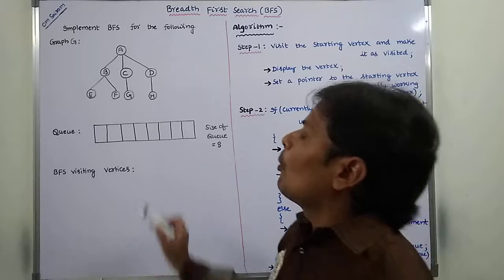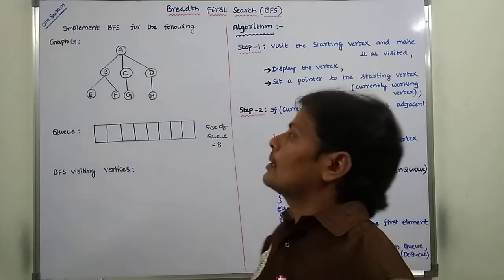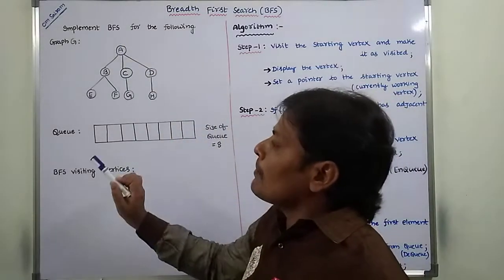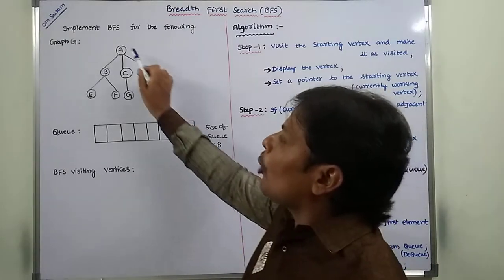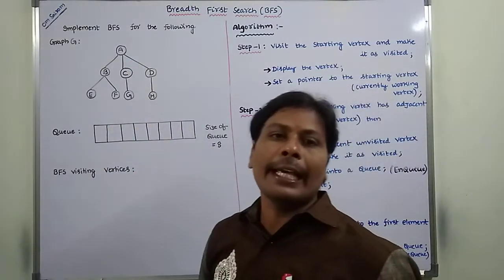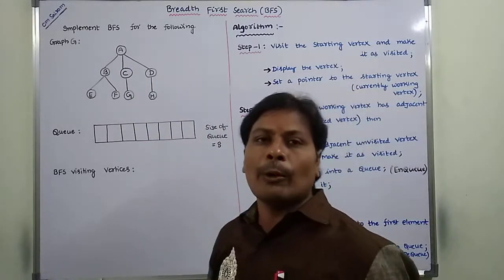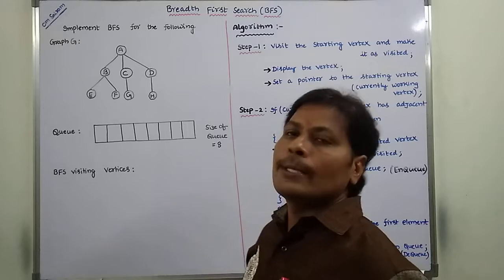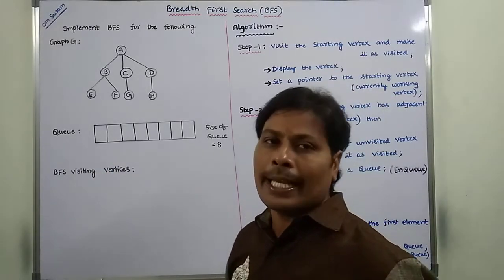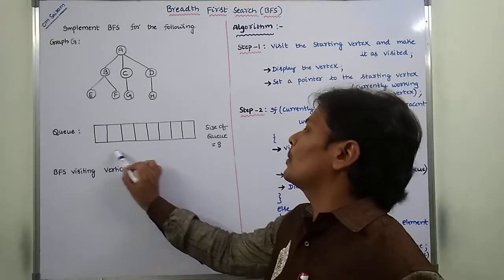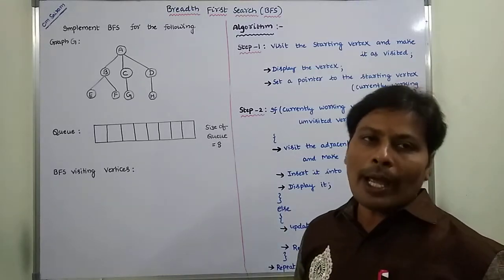Next, what is the maximum size of the queue we have to take? The maximum size of a queue is decided by the number of vertices in a given graph. The total number of vertices in a given graph is equal to 8. So the maximum size of the queue is equal to 8. So we have to take 8 cells.